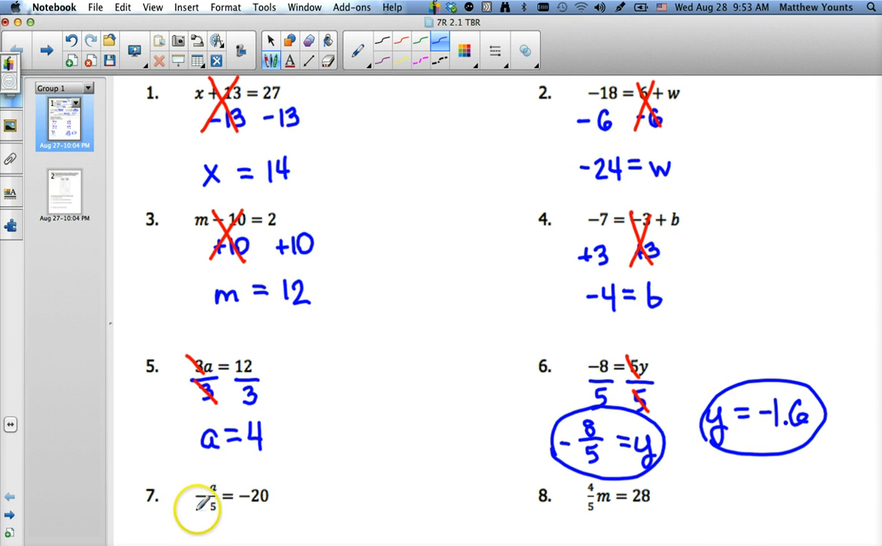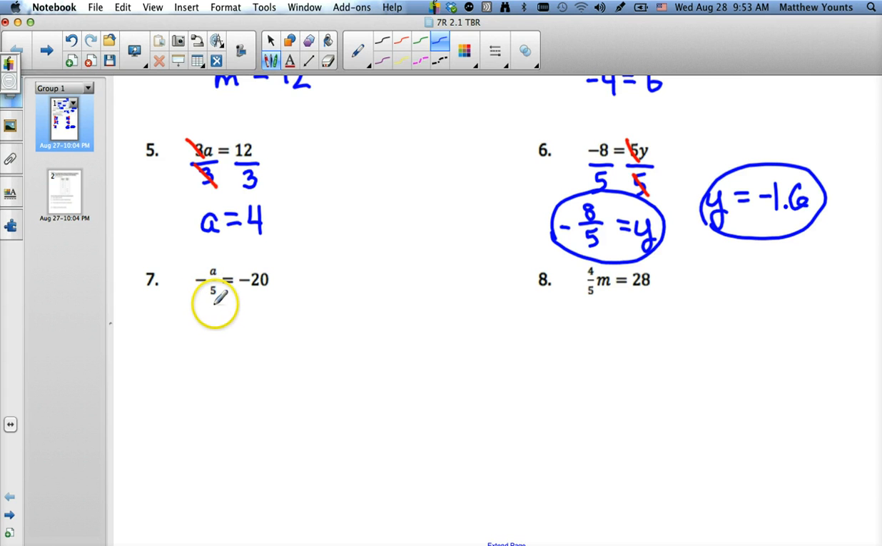Okay, for number 7, we have negative a over 5 equals negative 20. Whenever you see a negative sign in front of a fraction, you can think of it as being written in two ways. That would mean the same thing as negative a divided by positive 5 or a divided by negative 5. So you can take that negative sign and put it either in the numerator or in the denominator, just not in both. So I'm going to put it with my denominator here, and I'm going to rewrite my equation as a divided by negative 5 equals negative 20.